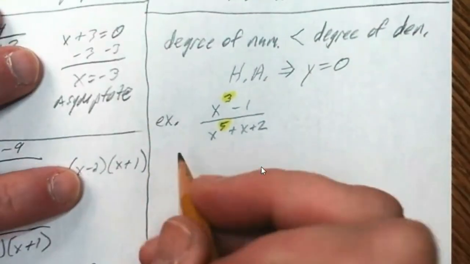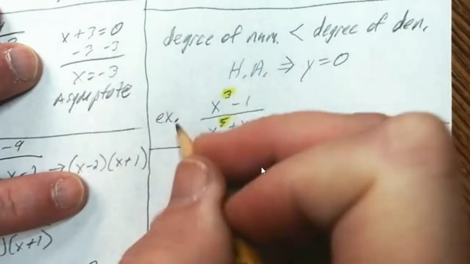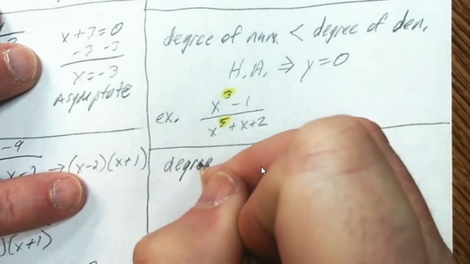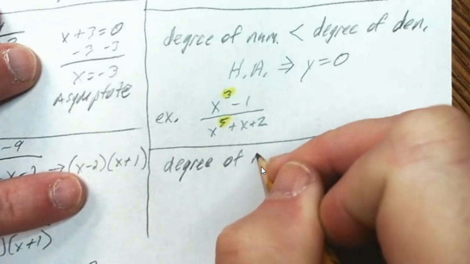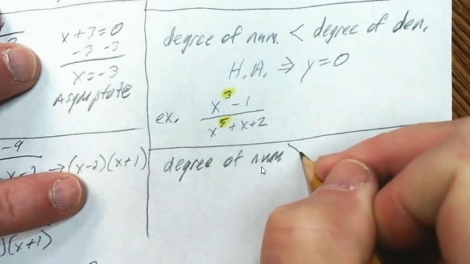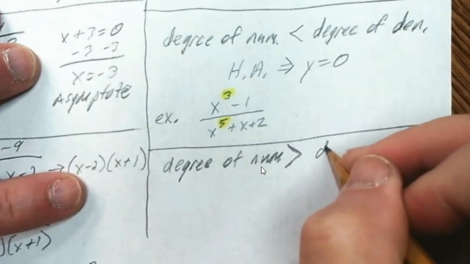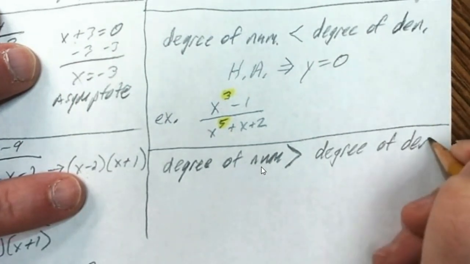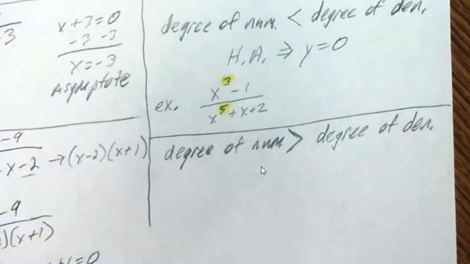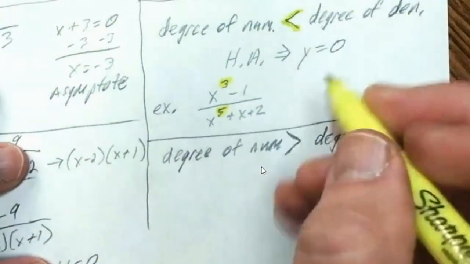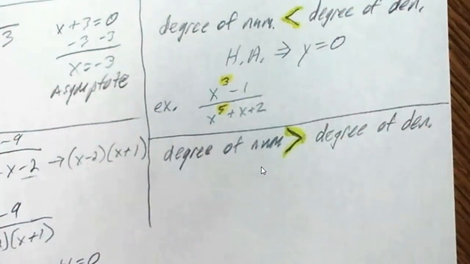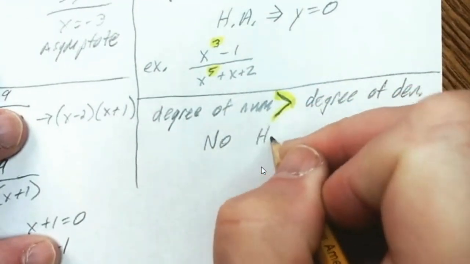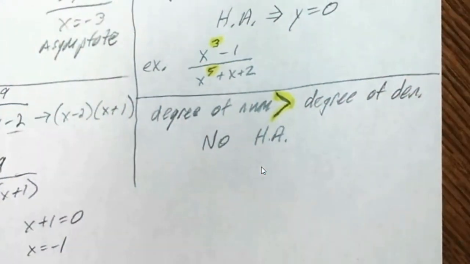All right, so what else could it be? How about the degree of the numerator greater than the degree of the denominator? All right, so here, less than, greater than. What happens then? No horizontal asymptote. It won't have one.